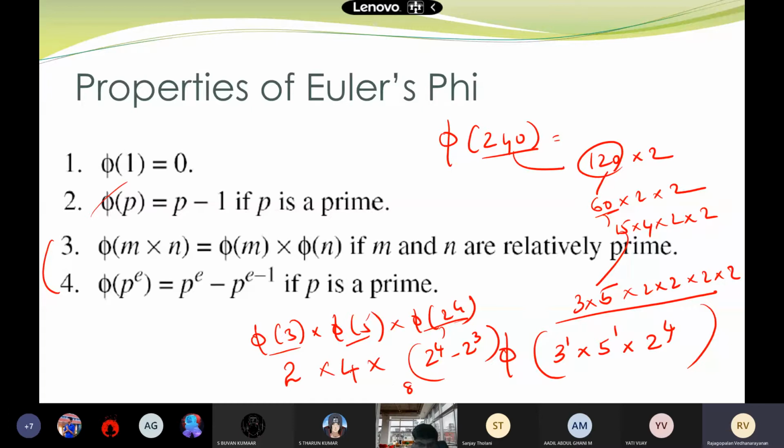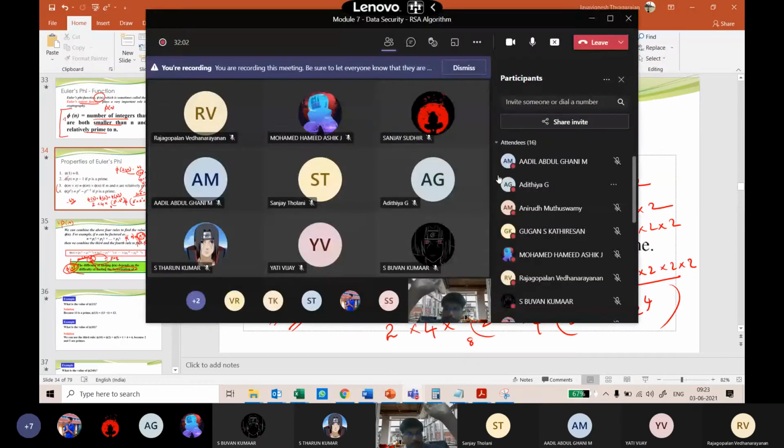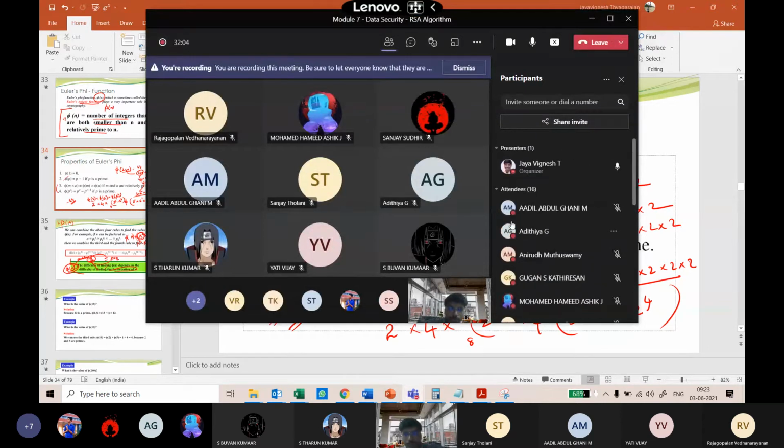So 32 into 2, the answer comes to 64, which means there are 64 elements in that set, phi of 240, such that they are lesser than and relatively prime to this. How many are able to understand this? I was quite fast, but can you raise your hands if you are able to apply these Euler's formulas? You need some practice.